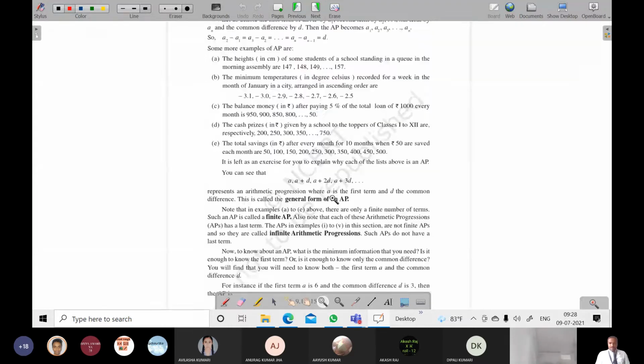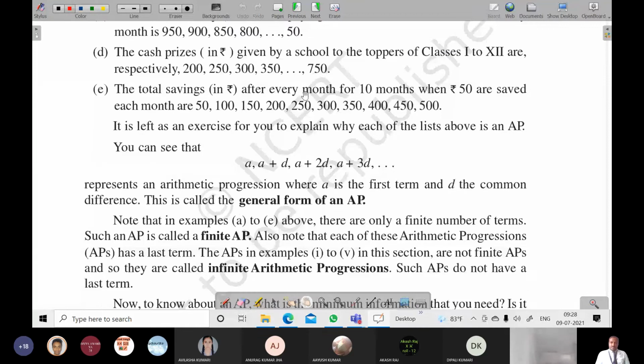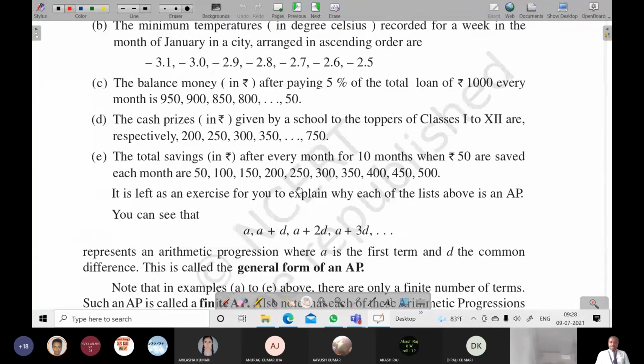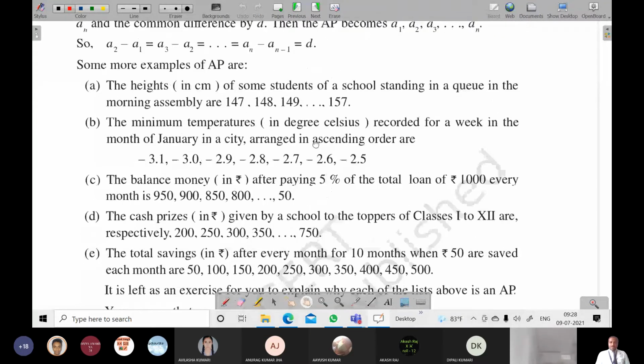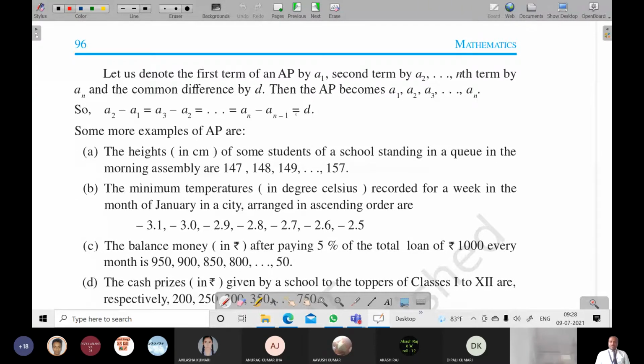Now let's move to the next page. Here it has been given about AP, the same formula: d is equal to an minus an minus 1. That means as we get term 1, term 2, term 3, in the same way this a1, a2, a3 represent the terms themselves, term 1, term 2, term 3, like this.